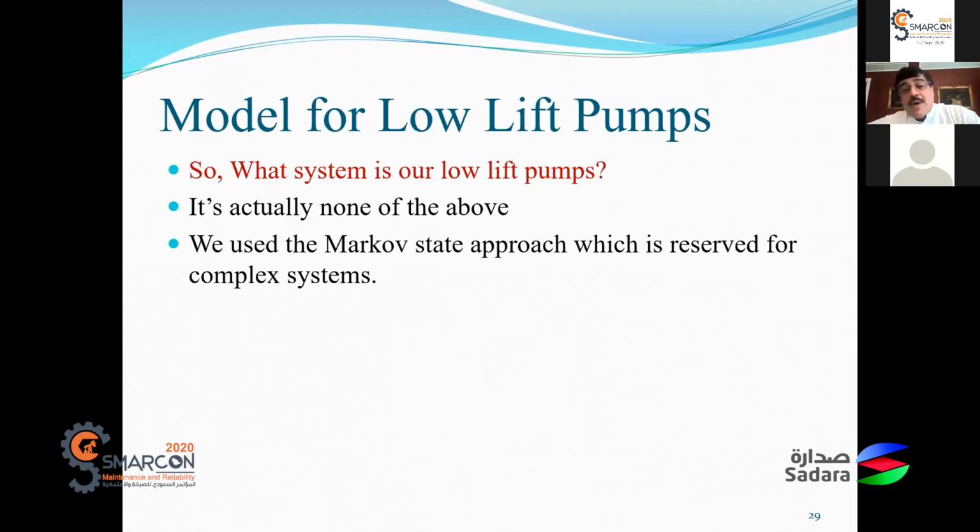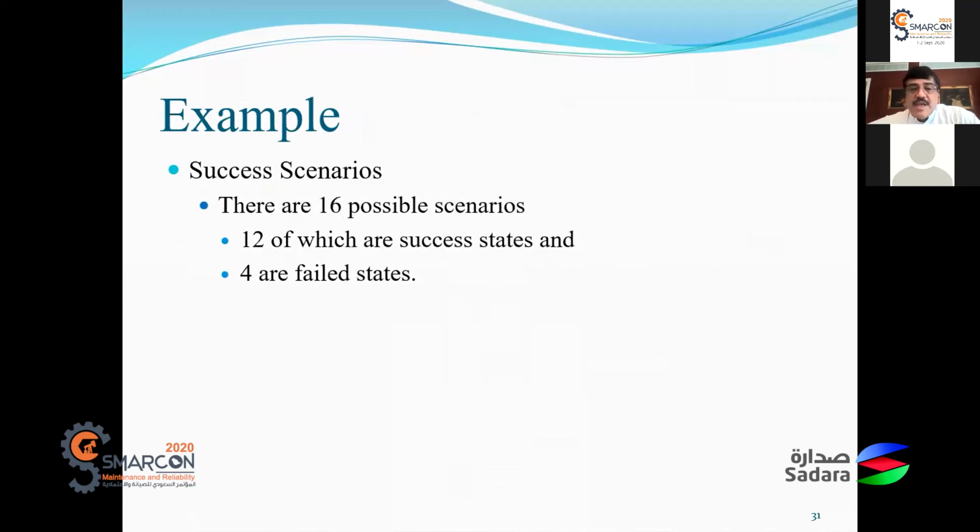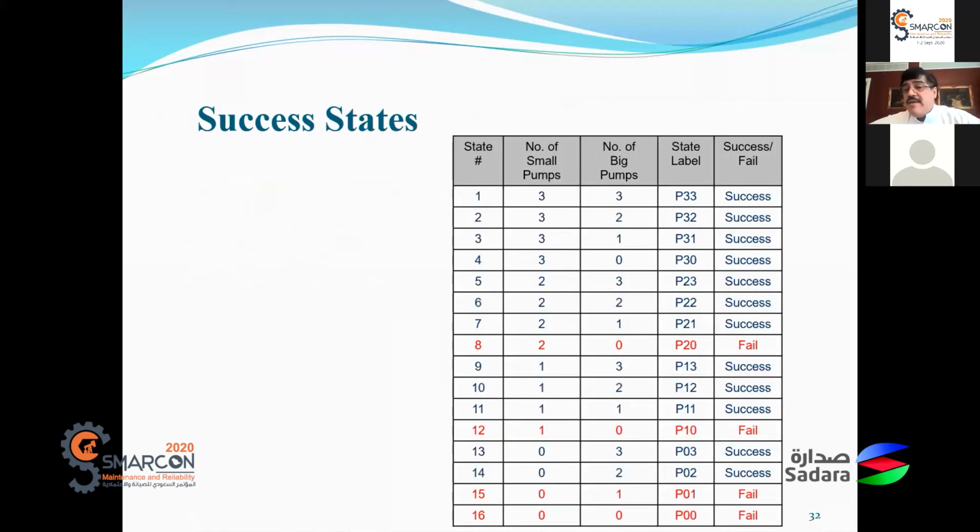Our lift pumps, our low lift pumps, are none of these. They're not systems in series, not systems in parallel, and neither are they K out of N systems. So in this case, you probably need to use either software or a Markov approach, and you set up your reliability equations as such. For this equipment, we have 16 possible scenarios, 12 of which are success states and 4 are failed states.